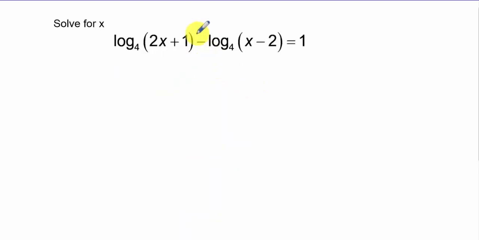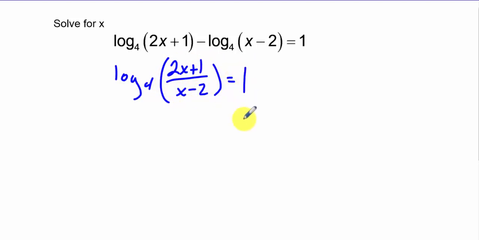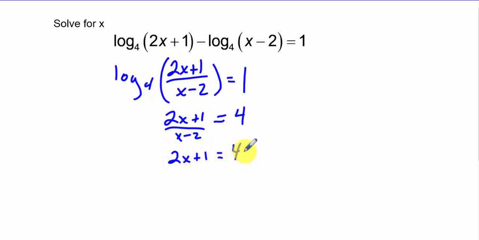So now we introduce a subtraction in the problem, which means it becomes a division. So log base 4 of 2x plus 1 over x minus 2 will equal 1. 4 then equals 2x plus 1 over x minus 2, multiply by x minus 2 to both sides, get 4x minus 8, 2x will equal 9, and 9/2 will equal x.